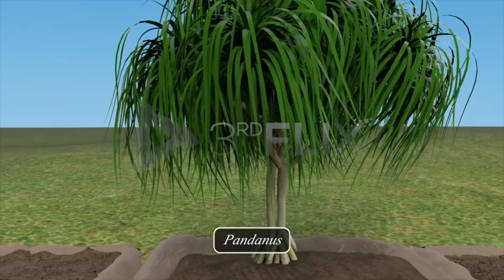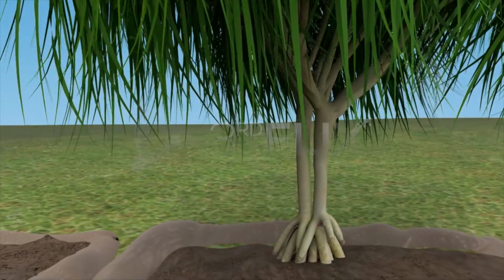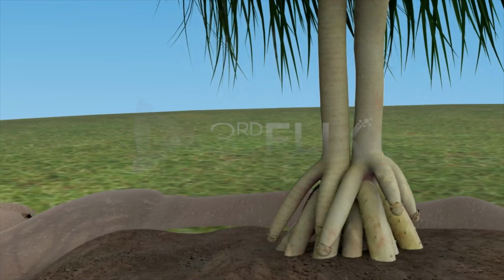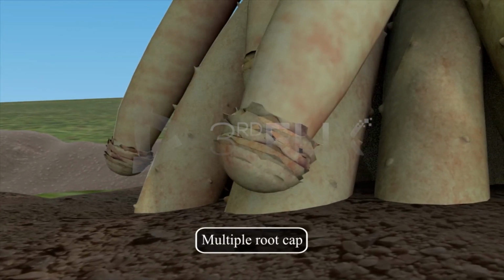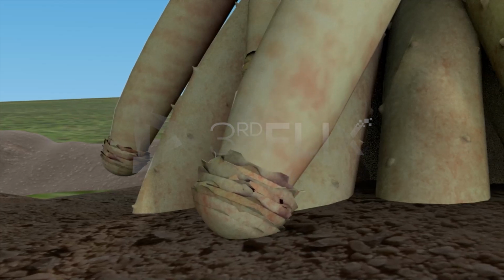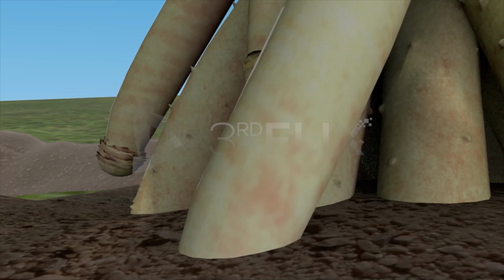Pandanus is the only plant with multiple root caps. When the root apex is covered with many root caps, then it is called multiple root cap. It protects the delicate root apex when soil becomes more hard.